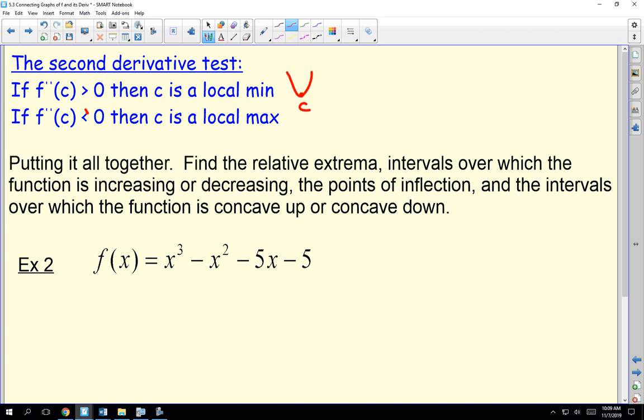Does that make sense? And f double prime less than 0, that says the second derivative is negative. So that's where c is there, and it's a max in that case. That's the second derivative test. It's a pretty slick way to do it. If you really want to be efficient, the second derivative test is going to be. But first derivative test.